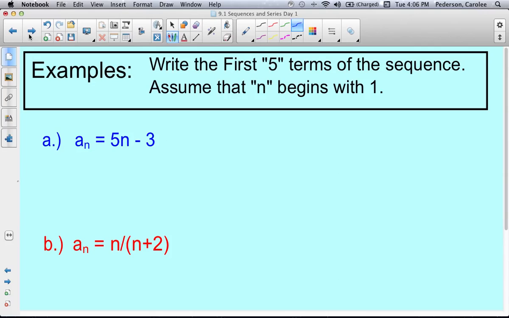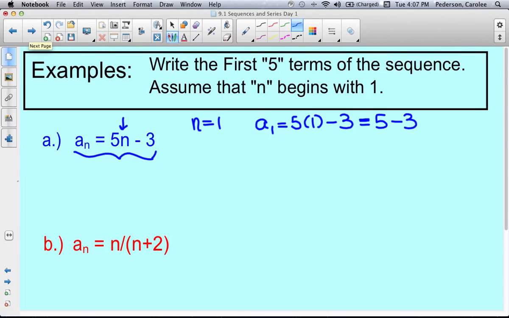Here's an example of writing 5 terms in a sequence, assuming that n begins with 1. The formula is a sub n equals 5n minus 3. We want to find out what the 5 terms are. So we're going to start with n equals 1, and substitute it in for n. a sub 1 equals 5 times 1 minus 3. Well, 5 times 1 is 5, minus 3 is 2.